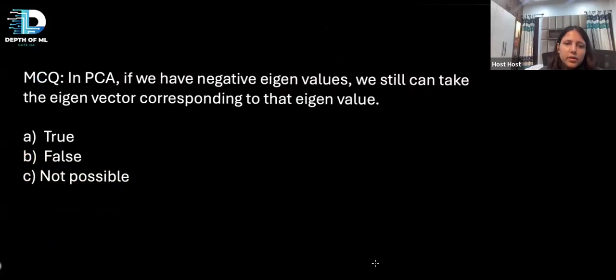Okay, so this is the last question. In PCA, if we have negative eigenvalues, we can still take the eigenvector corresponding to that eigenvalue. Think about what you will do with that eigenvalue. How will you explain the variance? If your answer is true, you should tell me how you will take that value.